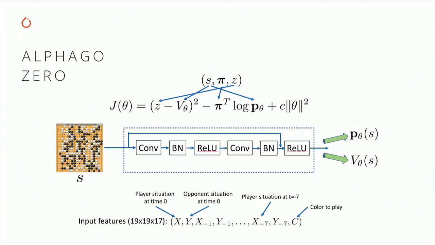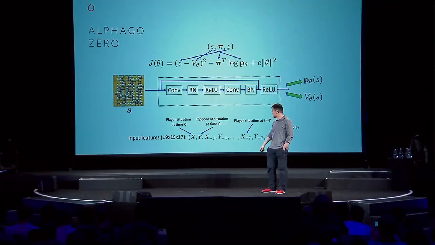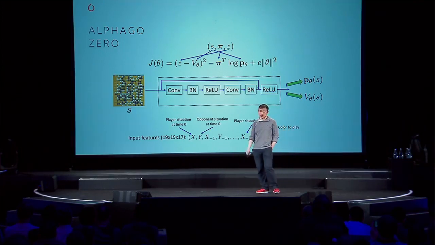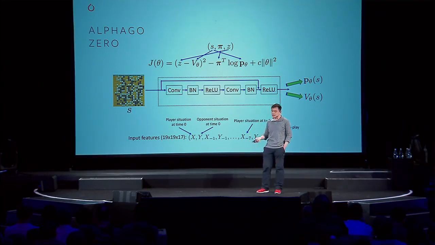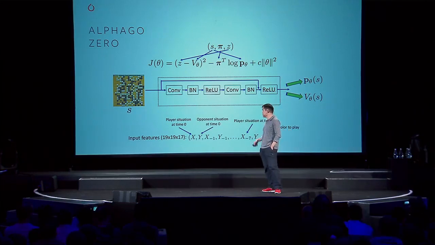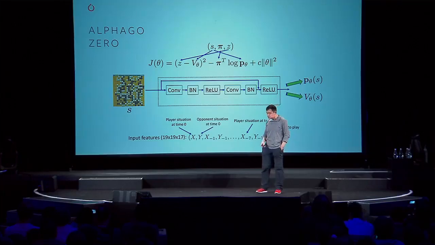Okay. So the network is also a very simple one. You basically use ResNet to predict both the policy as well as the values. Okay. And the input feature does not contain any information about the specific structure of the game, but very raw observations, basically the player situations at different time steps.